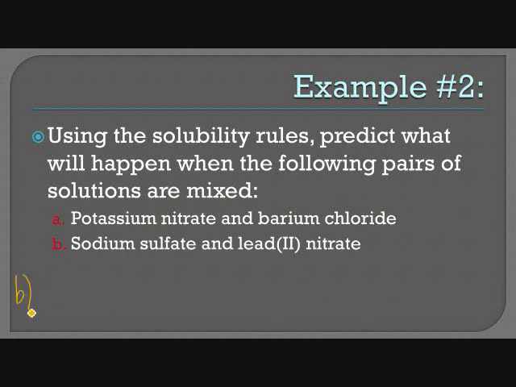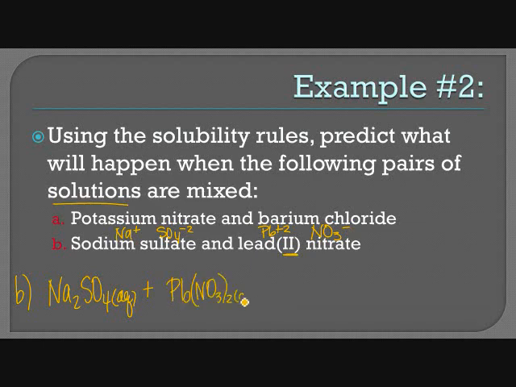Sodium sulfate and lead 2 nitrate. So sodium has a +1, sulfate is SO4 -2, so that'll be Na2SO4. We know it's aqueous because it's the reactant and it told us they were solutions. Okay, and lead 2, remember the Roman numeral tells you the charge, so that'll be Pb with a +2 charge, and we know nitrate has a -1. So that'll be Pb(NO3)2 aqueous.